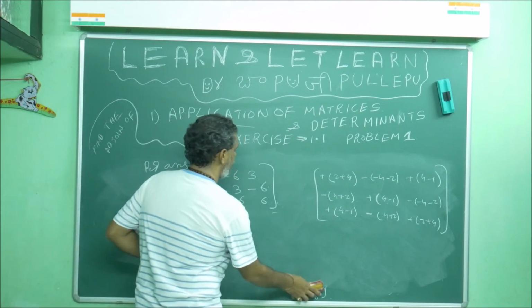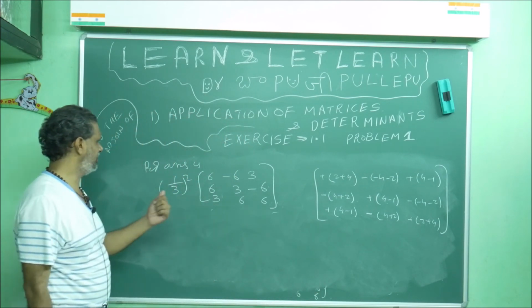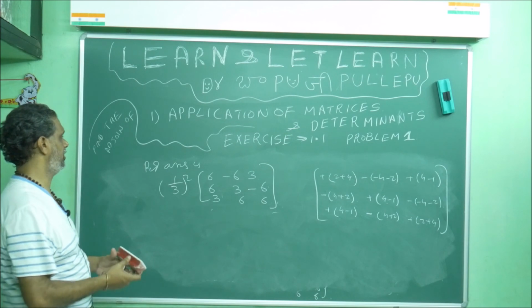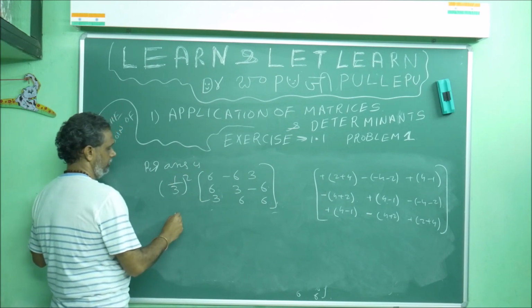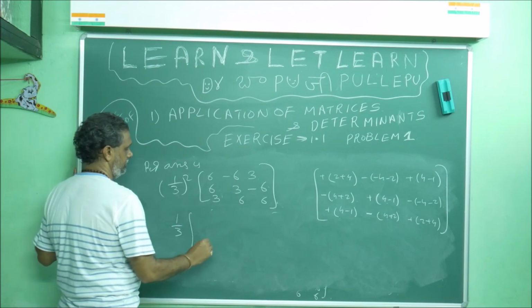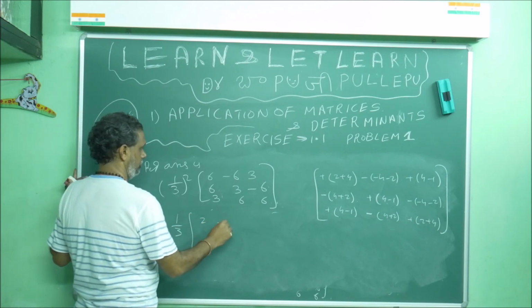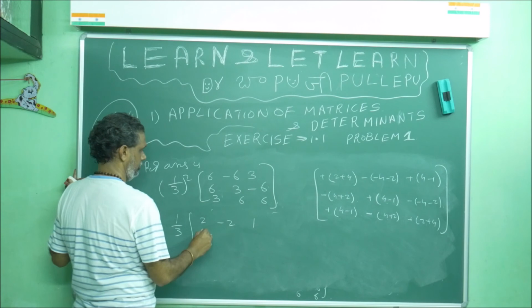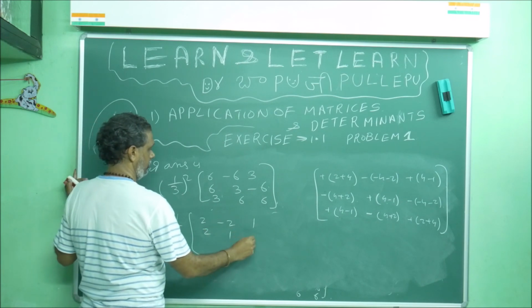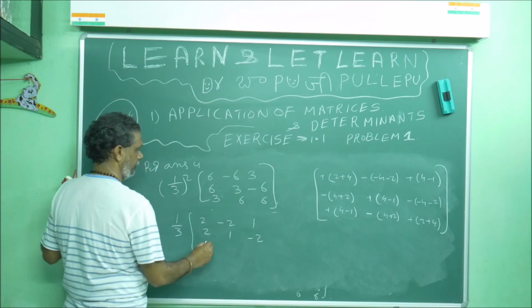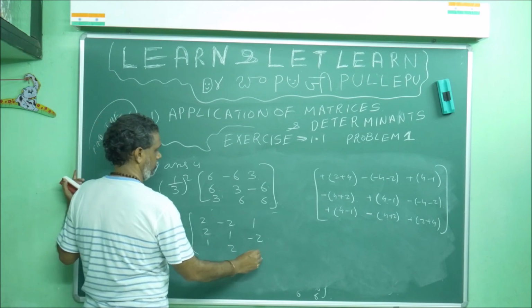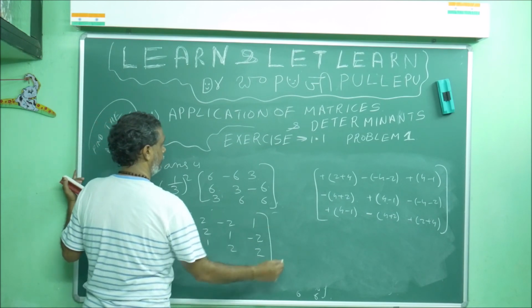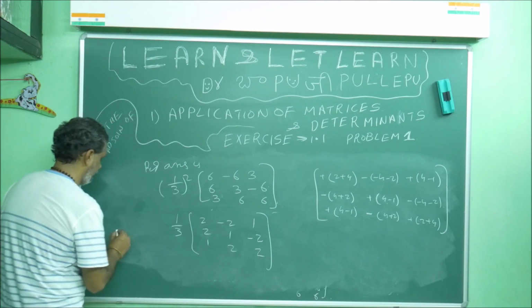This is the adjoint of the given matrix. Anything we can take common. Okay, 3 also you can take common. If you take 3 common, what does it mean? The other 1 by 3 you can take inside. So this 1 by 3 is the balance. 2 minus 2, 1. 2, 1, minus 2. 1, 2, 2.